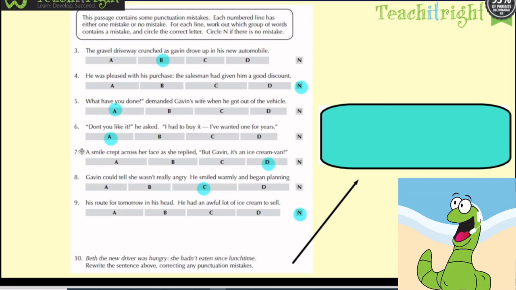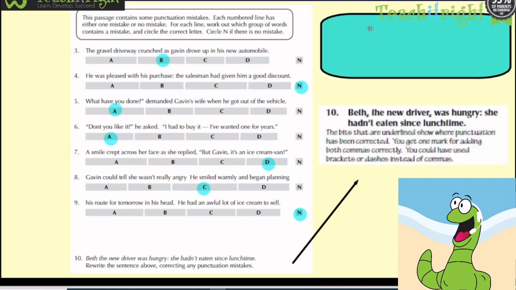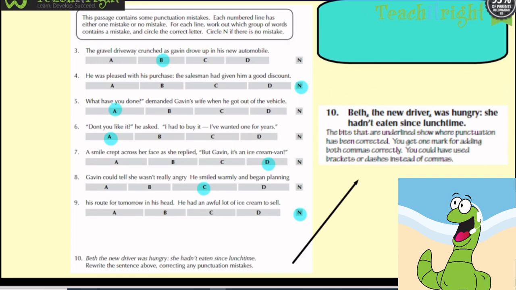And number 10, you're asked to rewrite the sentence correcting any punctuation mistakes. Beth, the new driver, was hungry. She hadn't eaten since lunchtime. So here we need some commas. This is a subordinate clause without the new driver. It would read, Beth was hungry. But instead, with the commas, it says, Beth, the new driver, was hungry. She hadn't eaten since lunchtime. And again, you could have used brackets or dashes to show this parenthesis.